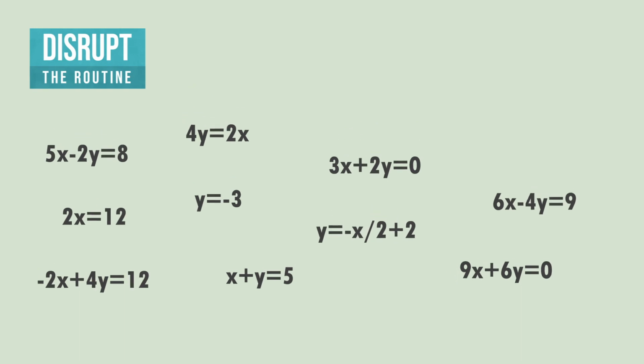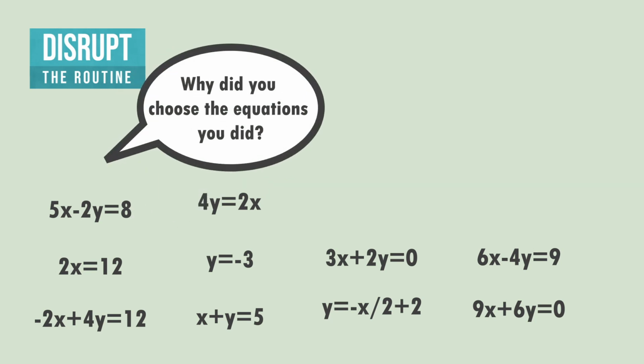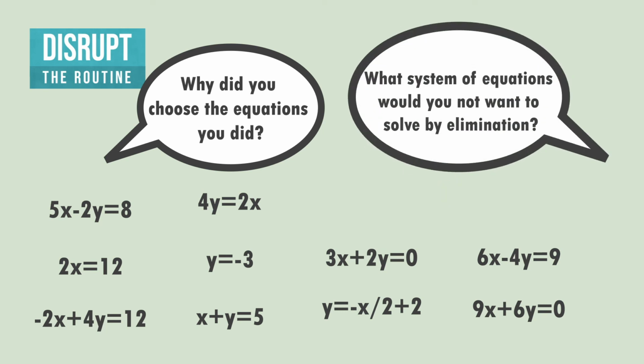Because students have choice, you will likely have different students selecting different systems for the same strategy. This creates some rich opportunities for discussions of why they chose what they did and allows students to generalize across their various choices. For even more discussion, you could ask students to create a system that they would not want to solve using the given strategy.